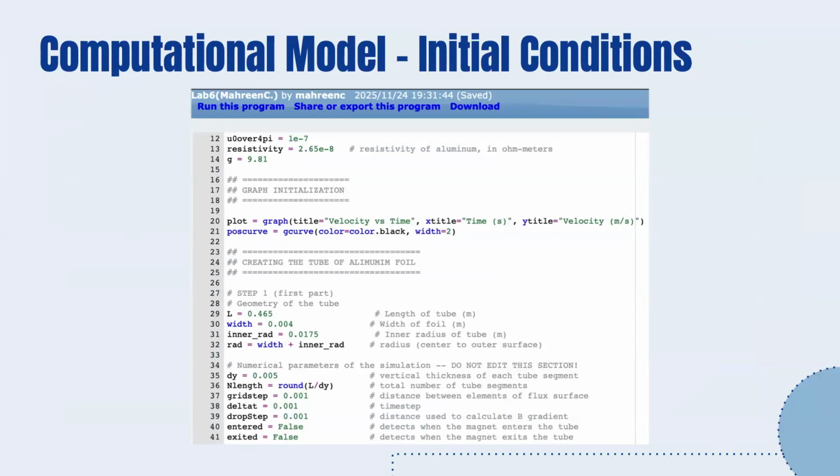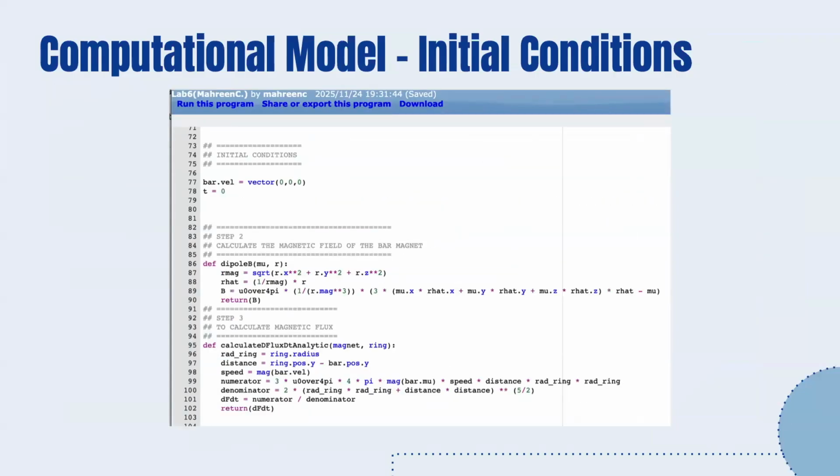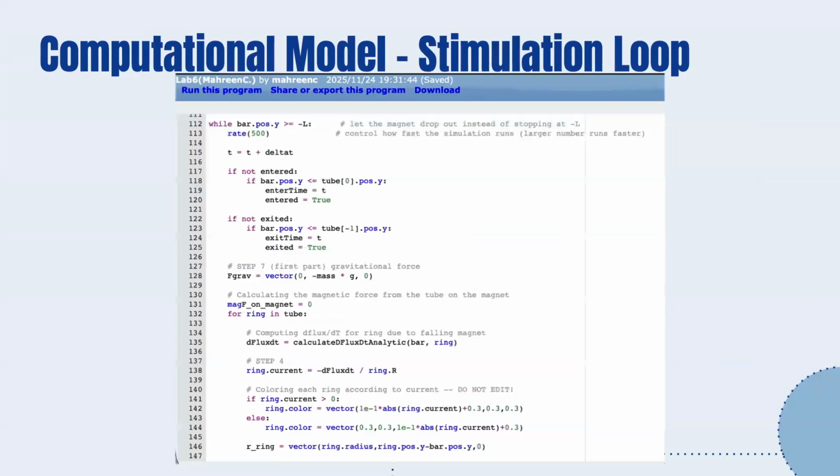I went in and listed all my initial conditions, such as the physical constants and the tube and the magnetic properties. Here's more of the initial conditions. In this section of the code, I calculated the magnetic field of the bar magnet and the change in magnetic flux that it produces. Here I declared all the different forces acting on the magnet, which in this case is the magnetic force acting upwards and the gravitational force acting downwards.